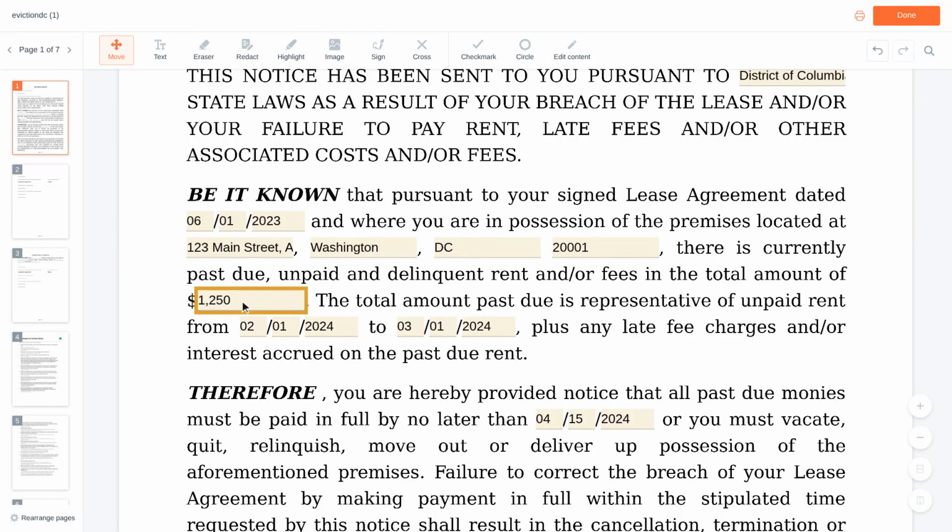Let's talk about notice periods, because they vary quite a bit depending on the reason for eviction. For non-payment of rent, the notice must be served at least 10 days before filing the claim.